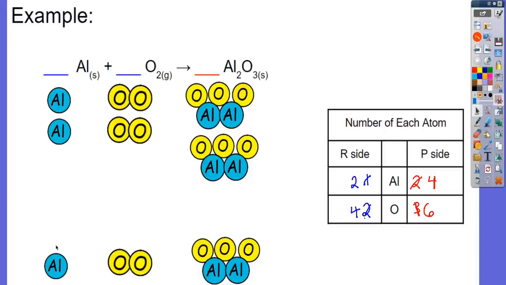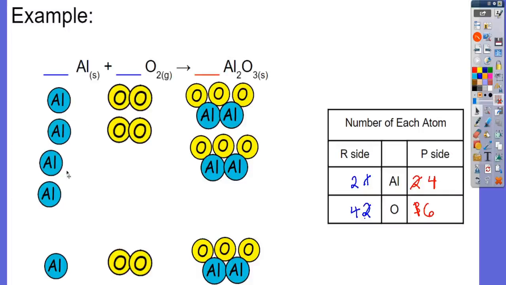So my aluminum was fine until I doubled it over here. What I'm going to do over here is double it. I'm going to get a total of 4 aluminums. This is all about ratios. So since I doubled this one here, I can just change this to 4 here.